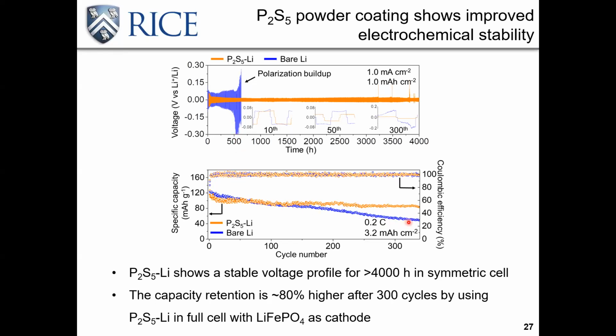And in the full cell test with lithium iron phosphate as the cathode, which is a very common cathode, we use a practical areal capacity of about 3.2 mAh per square centimeter. We can see that after about 300 cycles, the capacity retention for the cell with P2S5 coated lithium is about 80%, higher compared with the bare lithium in our test condition.